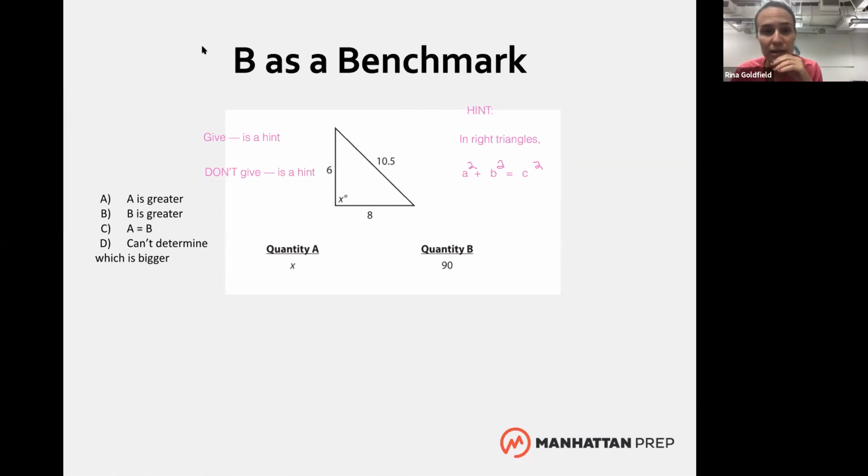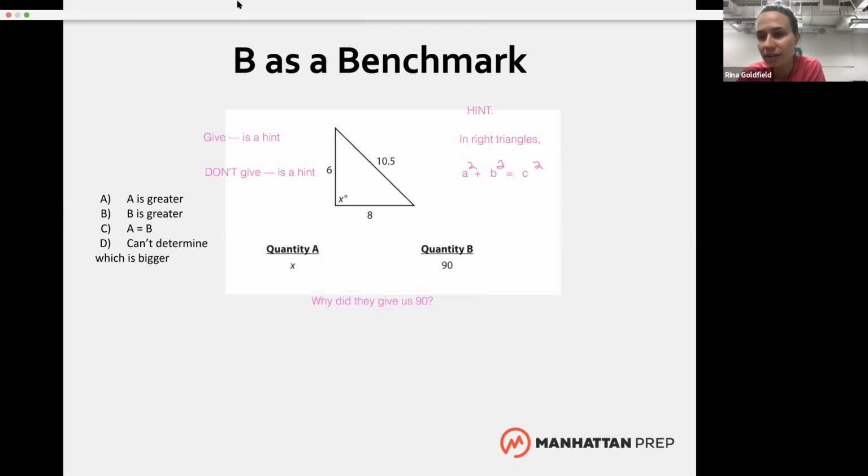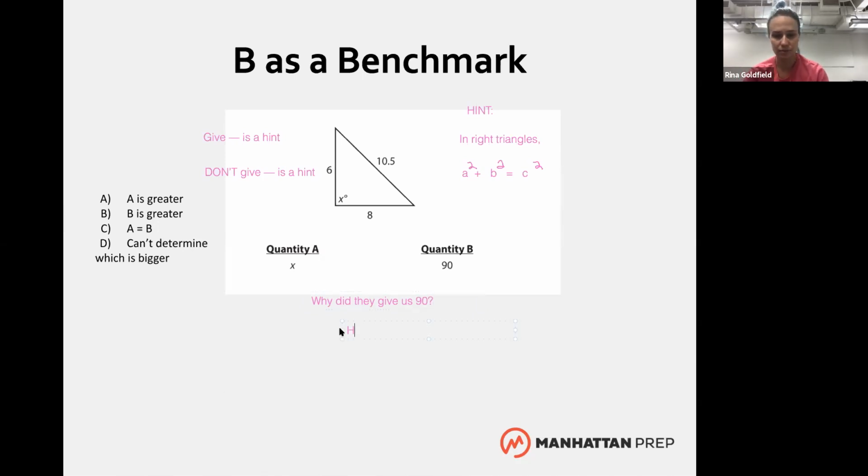Okay, so I'll tell you guys that A is the right answer, and I'll say why in a minute, but a lot of you got this one. A is the right answer. Why did they give us 90 as quantity B? Type into the chat. Why did they give us 90 for quantity B? How can you use 90? Type it to everyone.